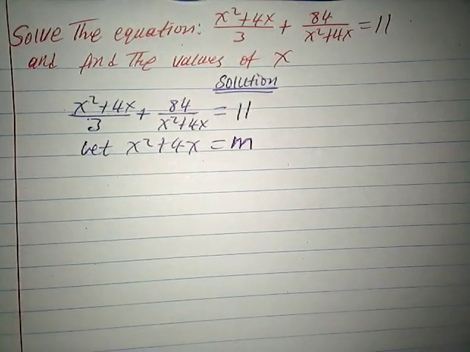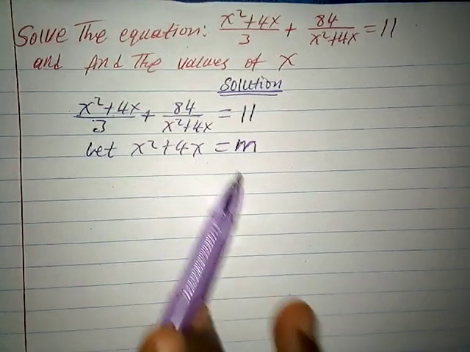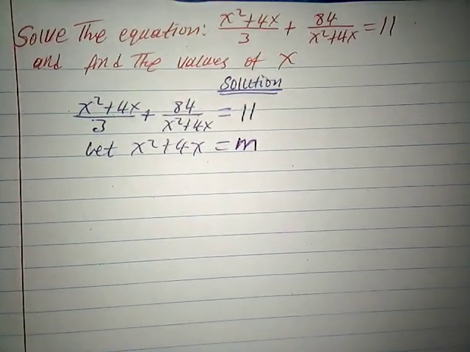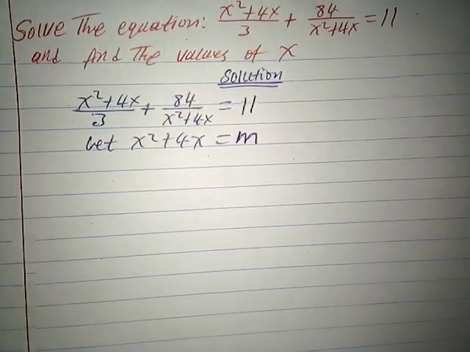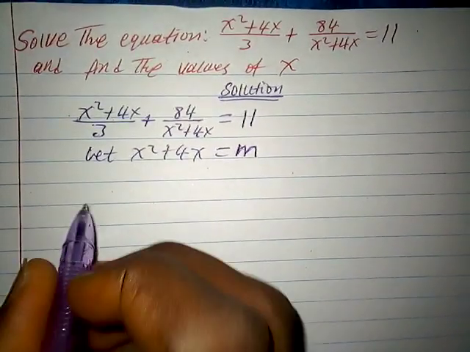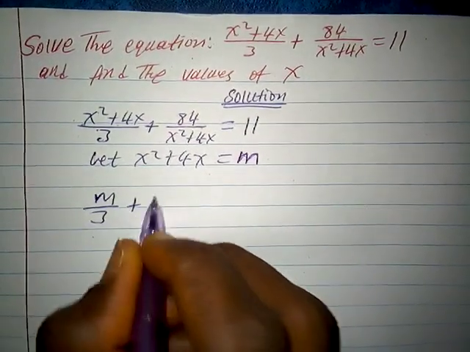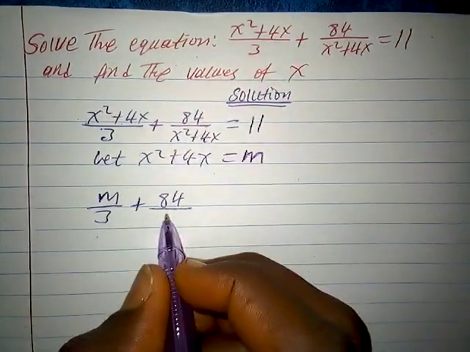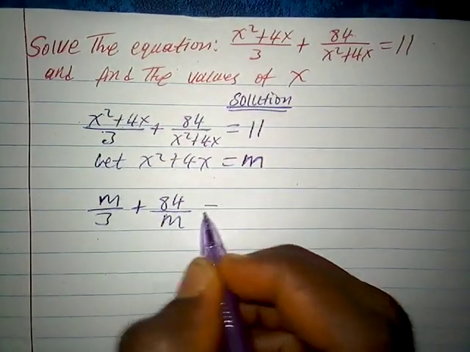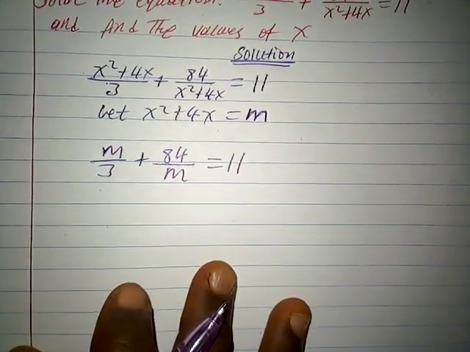Now what are we going to do? Since we have let x square plus 4x equal to m, it means anywhere you see x square plus 4x, you should put m there. So we say m upon 3, do you see, plus 84 upon, here again, x square plus 4x, supposed to be what? m, is equal to 11.